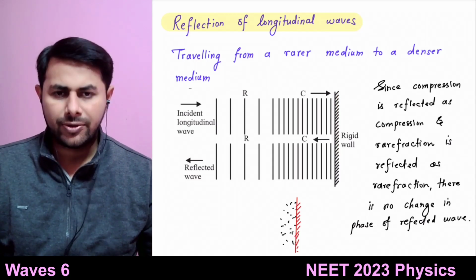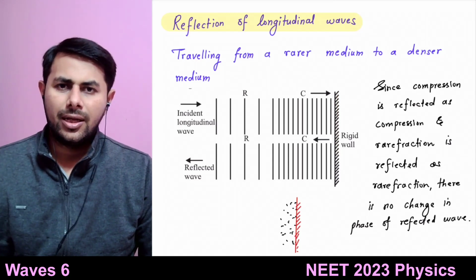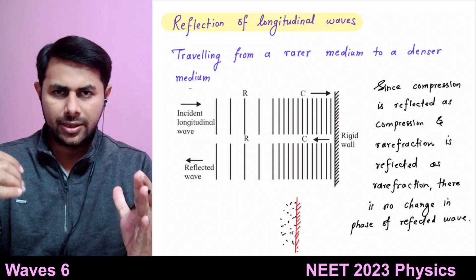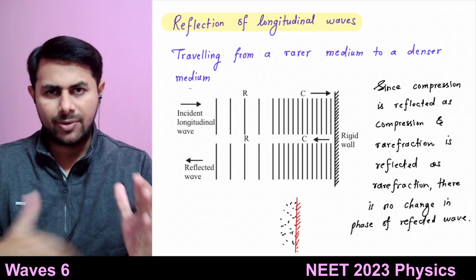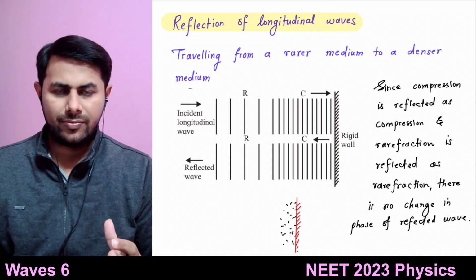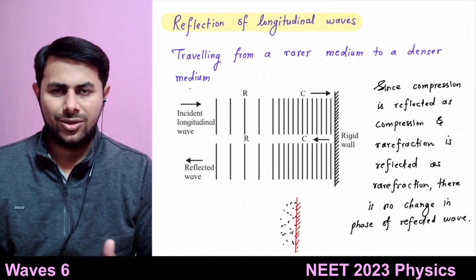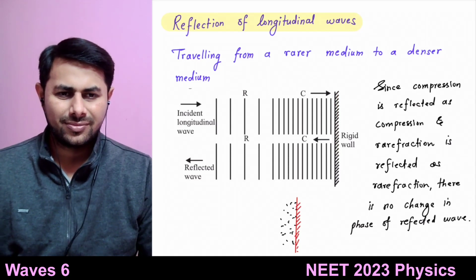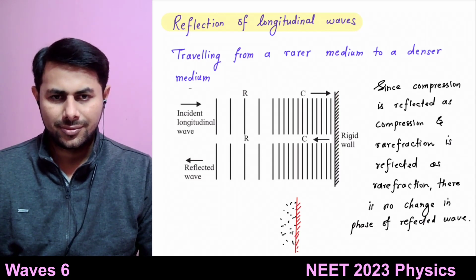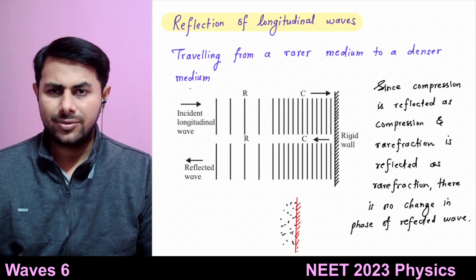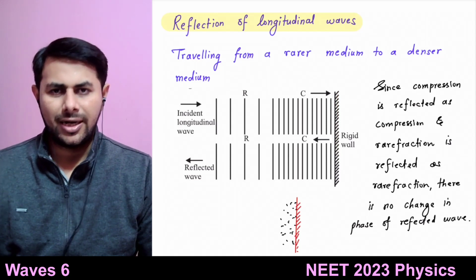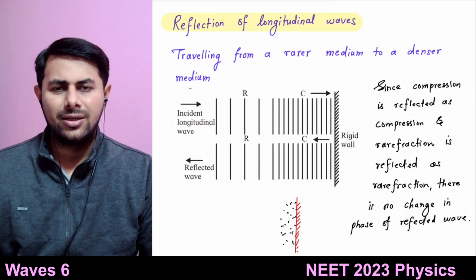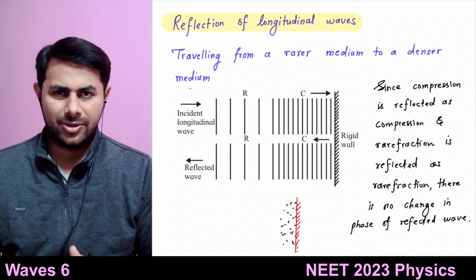In the case of transverse waves, we studied that if a crest traveling through a rarer medium strikes a denser medium, it gets reflected back as a trough. So there is a phase shift of pi. How much would the phase shift be in the case of longitudinal waves? It will be zero. There is no phase shift, because compression gets reflected as a compression and rarefaction gets reflected as a rarefaction.